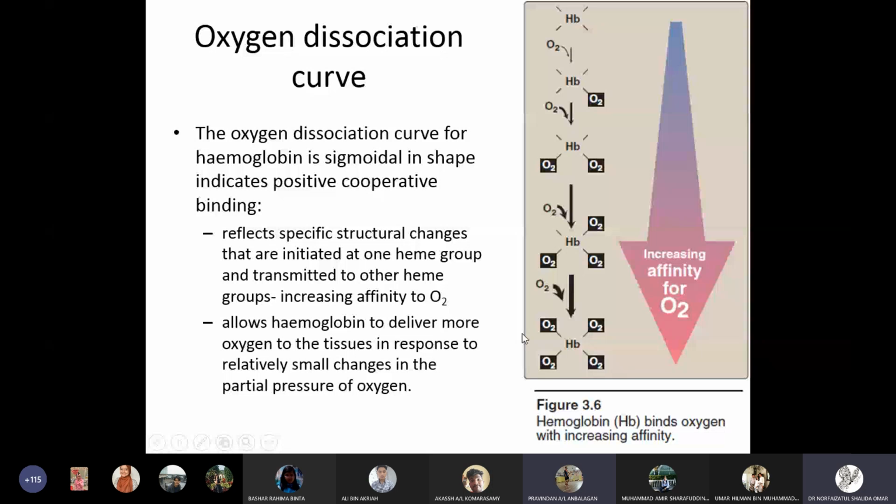Clear, doctor. Whereas myoglobin only has one heme, so it doesn't exhibit the positive cooperative binding. Okay, any more questions? Okay, moving on.